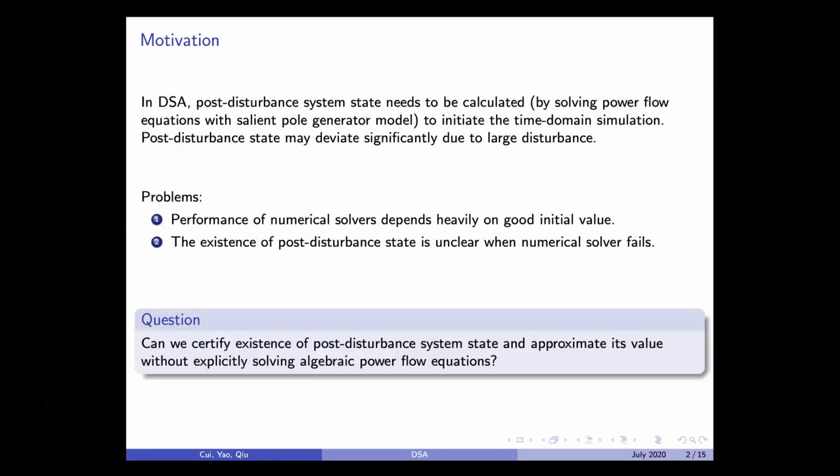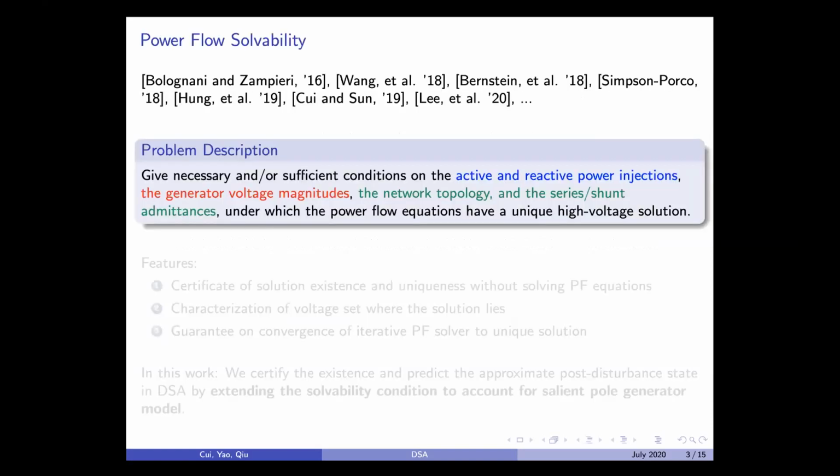So a natural question we ask when facing this dilemma is, can we certify the existence of the post-disturbance system state? And can we approximate the value so that we have a better warm start of our numerical solver without explicitly solving the algebraic power flow equations? It turns out that this is the subject of study of the so-called power flow solvability problem, which has seen some research in recent years.